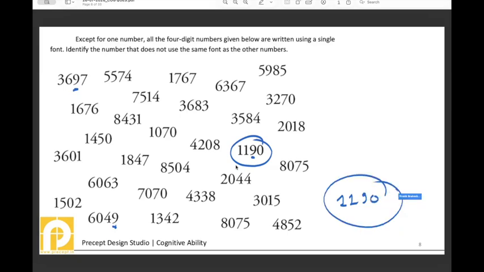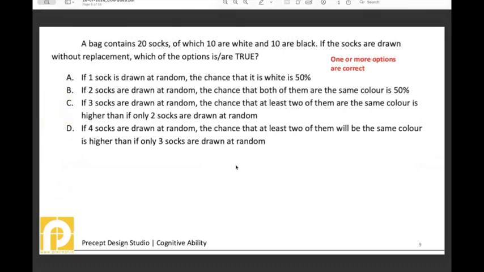All right, we'll move to the next one. A bag contains 20 socks, of which 10 are white and 10 are black. If the socks are drawn without replacement, which of the options is or are true? Okay. If one sock is drawn at random, the chance that it is white is 50%. One or more options is correct here, so we'll go option by option.